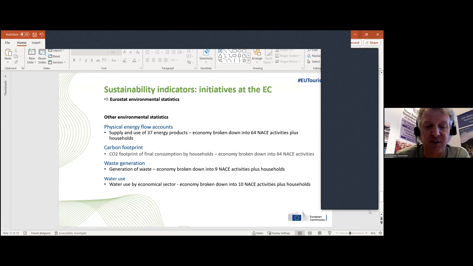And finally, I think this is the last slide. There's some other environmental statistics that might be relevant: physical energy flows, again available for many products, but not always easy to distinguish what is tourism, what is not tourism, carbon footprints, waste.